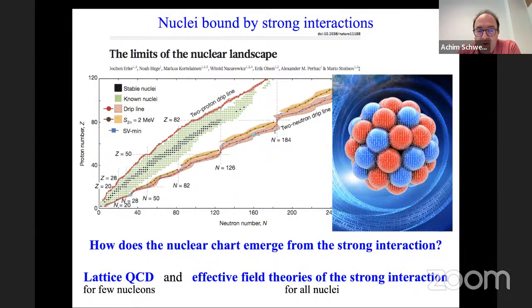This is possible for few nucleon systems, let's say up to the alpha particle, but with large challenges in terms of signal-to-noise ratios and with very few calculations at or close to the physical pion mass. For everything else heavier than an alpha particle, you will now and in the future need effective field theories of the strong interaction, which are based on the relevant degrees of freedom for nuclei, namely neutrons and protons. So we will work with effective field theories of QCD.